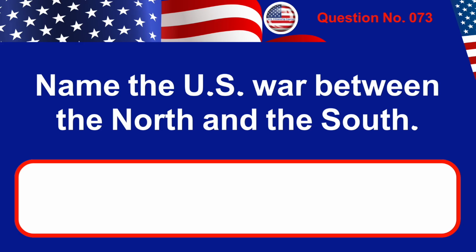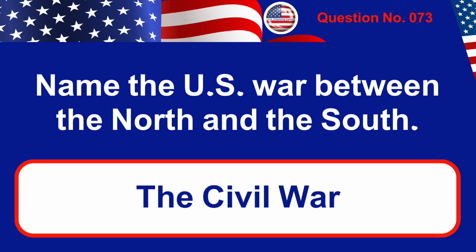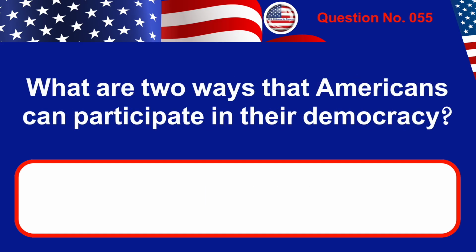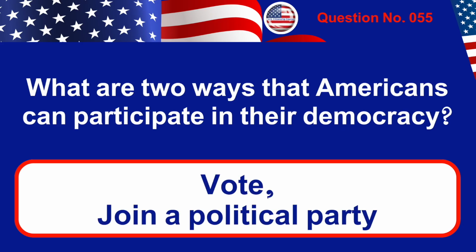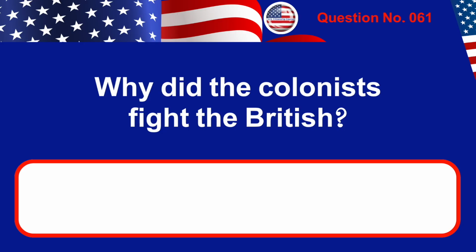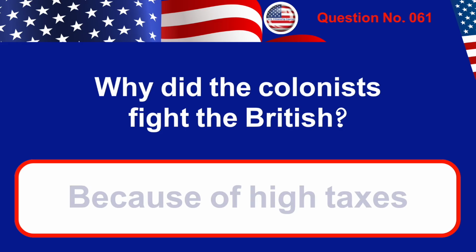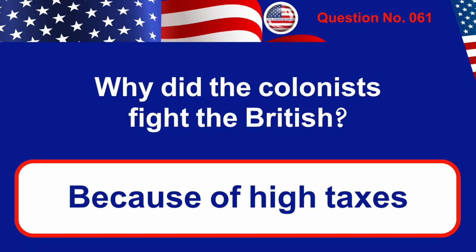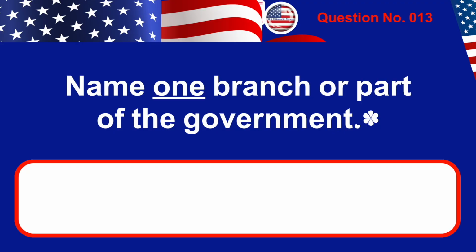Name the U.S. war between the North and the South. The Civil War. What are 2 ways that Americans can participate in their democracy? Vote. Join a political party. Why did the colonists fight the British? Because of high taxes. Name one branch or part of the government. Congress.